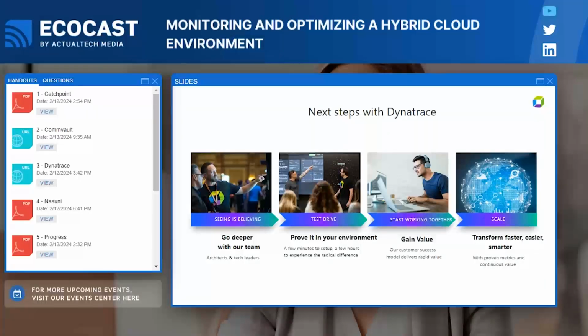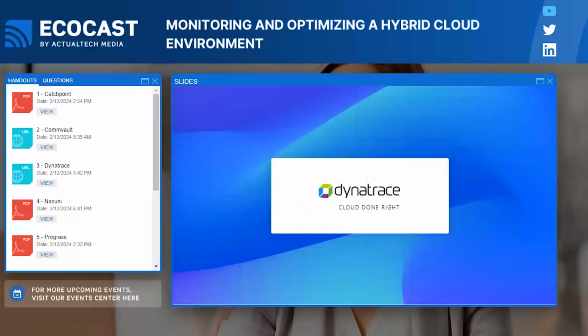It takes just a few minutes to set up, and you can actually experience what a POC looks like, or a free trial. Certainly happy to start working together and hope that you see gained value there. Our customer success team is fabulous, and we hope that you see rapid time to value. And of course, like we mentioned so many times today, it's all about scaling, right? Transforming faster, easier, and smarter with proven metrics and continuous value. And with that, I think we'll go to some Q&A.